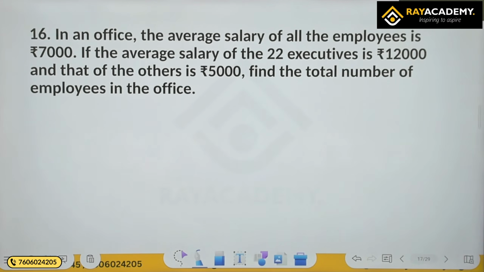Next, 16. In an office, the average salary of all the employees is 7,000 rupees. If the average salary of the 22 executives is 12,000 rupees and that of the others is 5,000 rupees, find the total number of employees in the office.